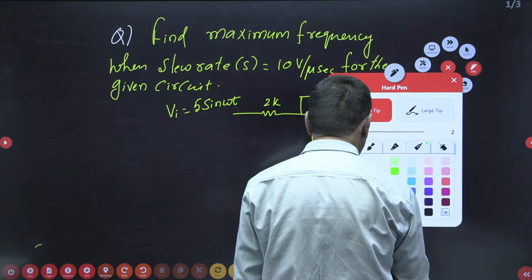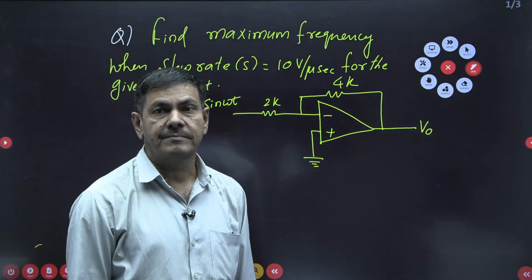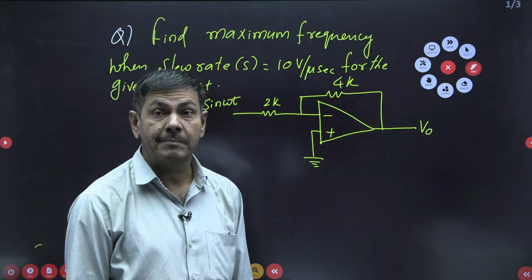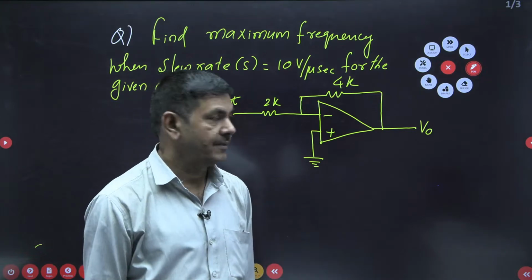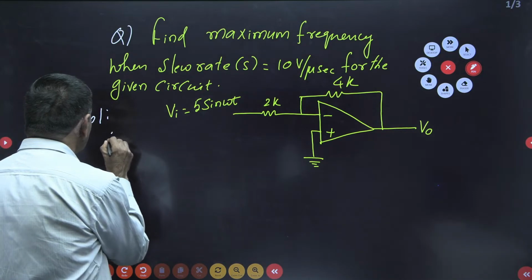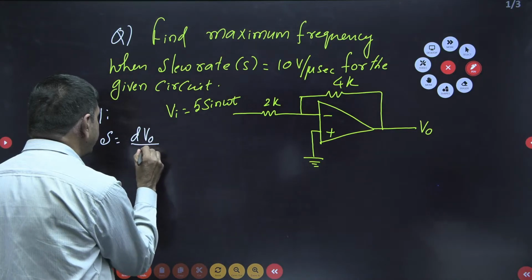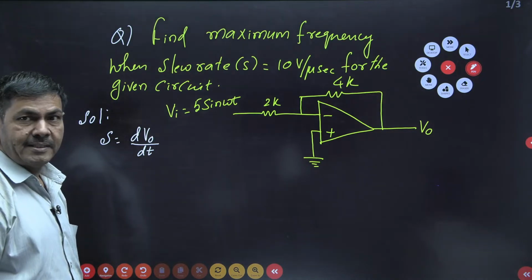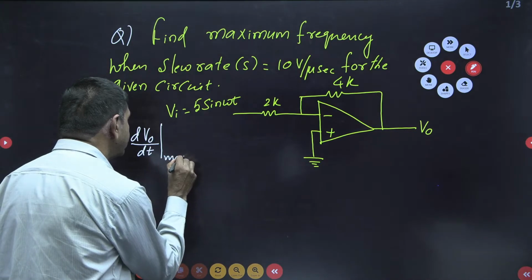The definition of the slew rate is the time rate of change of output voltage. That is nothing but the maximum time rate of change of output voltage. Maximum is more important. The slew rate is defined as dV0 divided by dt, the output voltage with respect to t. Is it a maximum or minimum? I said it is a maximum. That is more important.